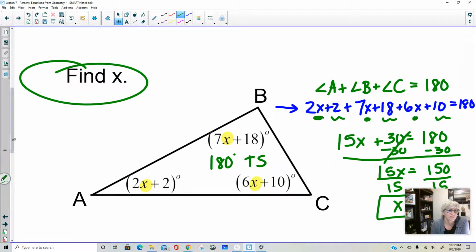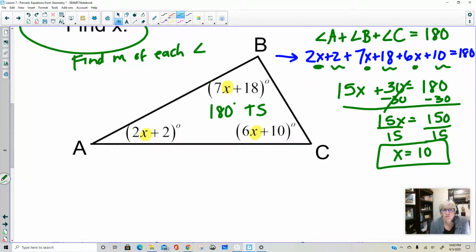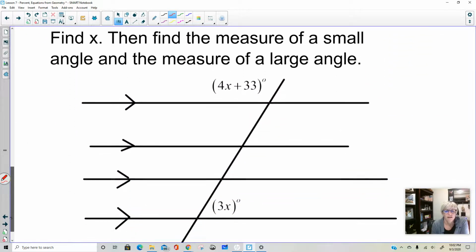Okay, and I did want to go over this problem with you too, since this is also new, and you're going to come across this in your homework set as well. It reads like this: find x, then find the measure of a small angle and the measure of a large angle. Okay, guys, so here's what we do know. This is a little intimidating, but we do know that anytime we have parallel lines and a transversal, we have special angle pair relationships.